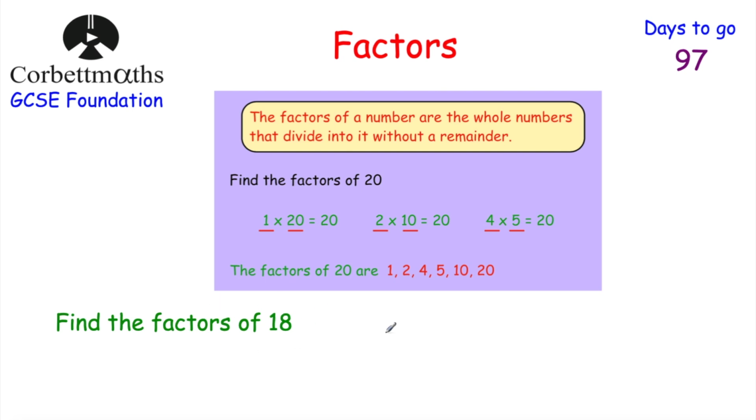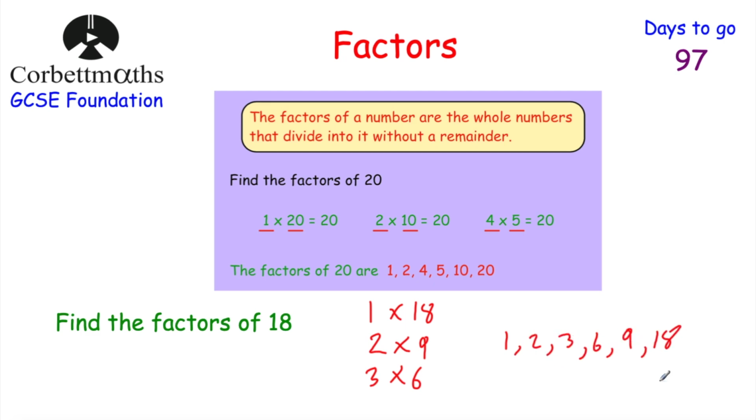Okay, so we were asked to find the factors of 18. Well, I'd think of the numbers that would multiply together to be 18. So 1 multiplied by 18, 2 multiplied by 9, and 3 multiplied by 6. So they're all the pairs of numbers which would multiply together to give us 18. So the factors of 18 would be 1, 2, 3, 6, 9, and 18. And that's it. Okay, so that's factors.